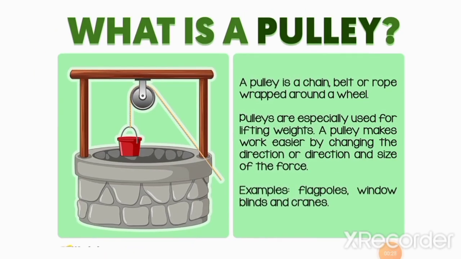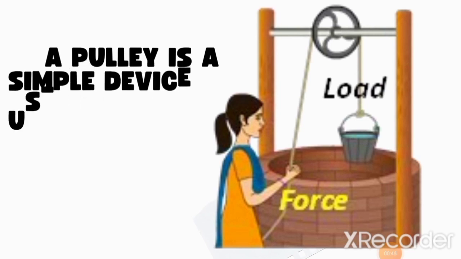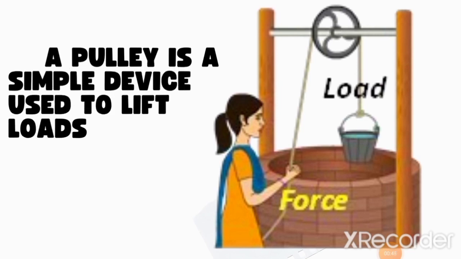A pulley is a simple machine that is usually made around the wheel. Those pulleys are used for lifting objects. So a pulley can be said to be a simple device or machine used to lift load.